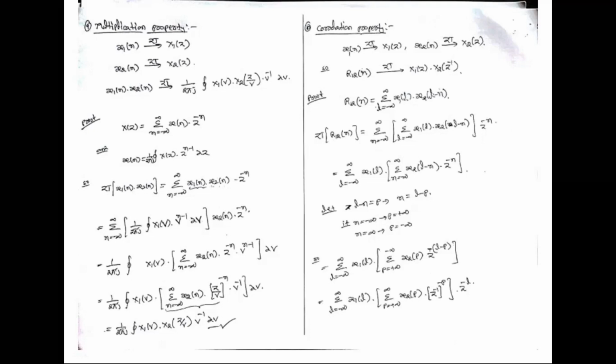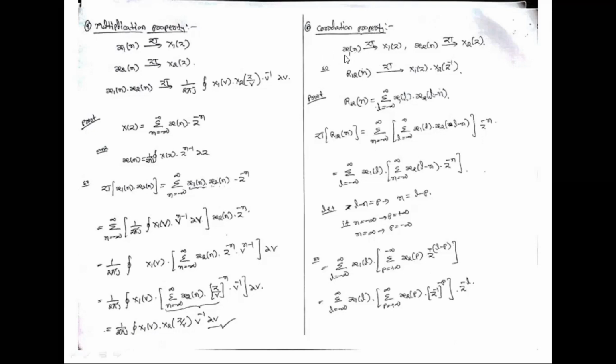One is cross correlation and another one is autocorrelation. Cross correlation means the two different signals. Autocorrelation means only one signal, a similar signal. Okay. Now what is the statement saying here?